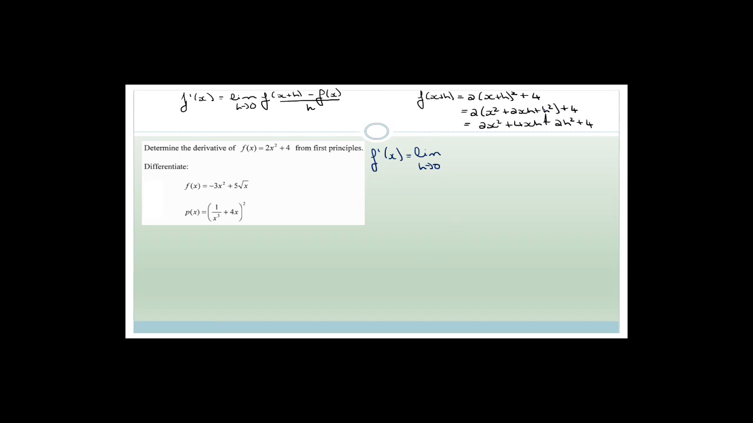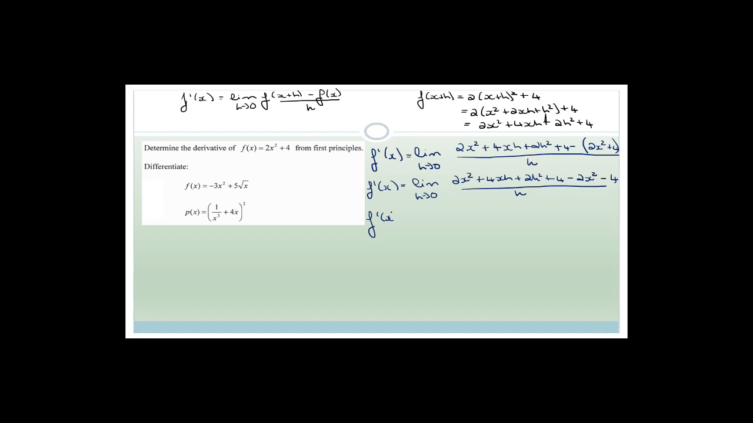Okay, so we've got f(x + h), which is 2x² + 4xh + 2h² + 4, minus bracket. And I don't care how simple the f(x) is, you will always put the bracket in just to make sure you don't mess up with the pluses and minuses. So this becomes 2x² + 4, all over h. So now f'(x) equals the limit as h tends to 0 of 2x² + 4xh + 2h² + 4 minus 2x², and then minus times the plus is minus 4, all over h. So let's neaten that up.